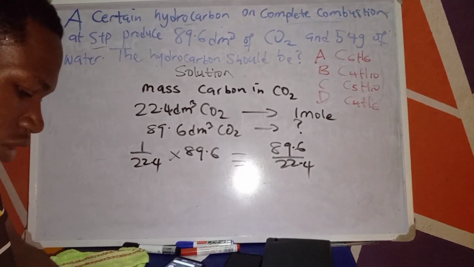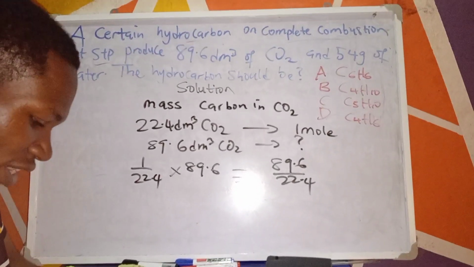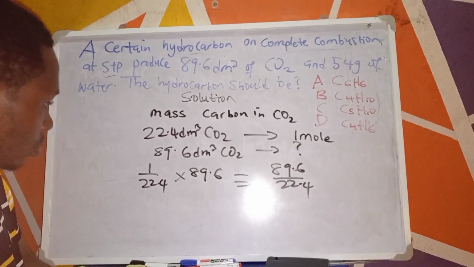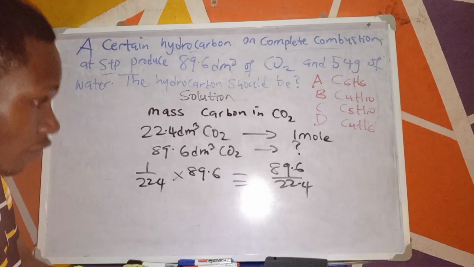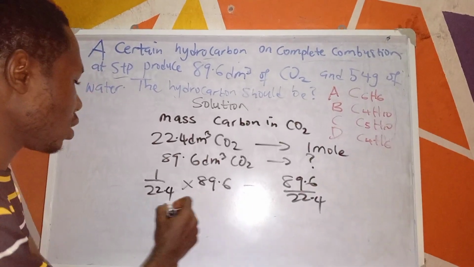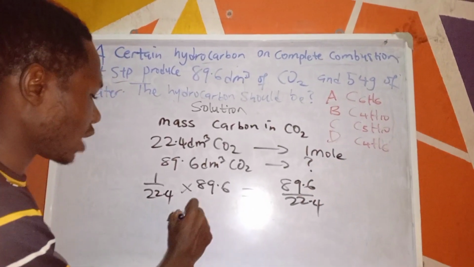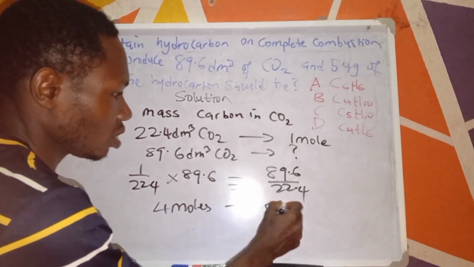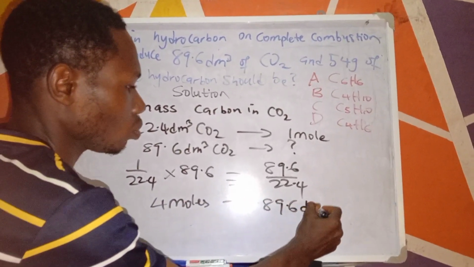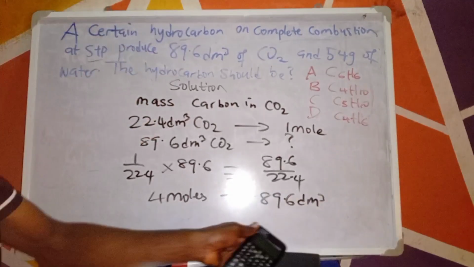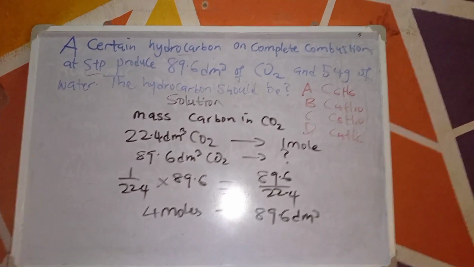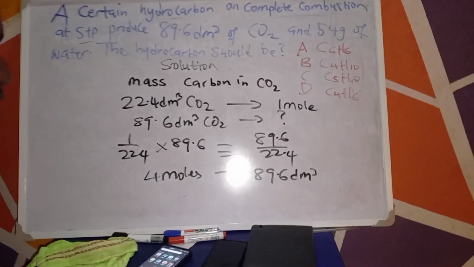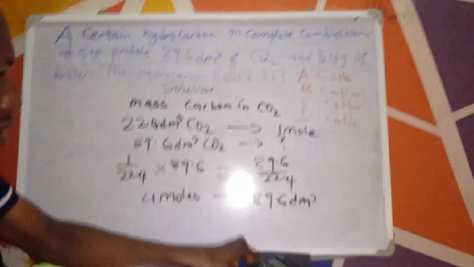Let's punch our calculator. 89.6 divided by 22.4, and that will give us 4 moles. So it means that we have 4 moles of gas. We have 4 moles in 89.6 dm³. This is just a step amongst many other steps we are going to go through in this calculation. Now let's go to the next step.